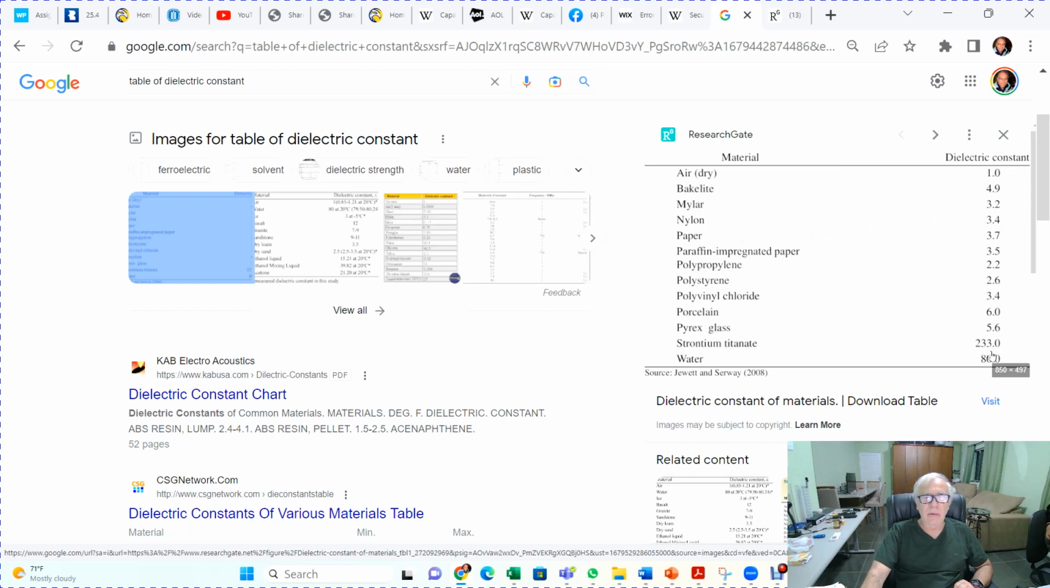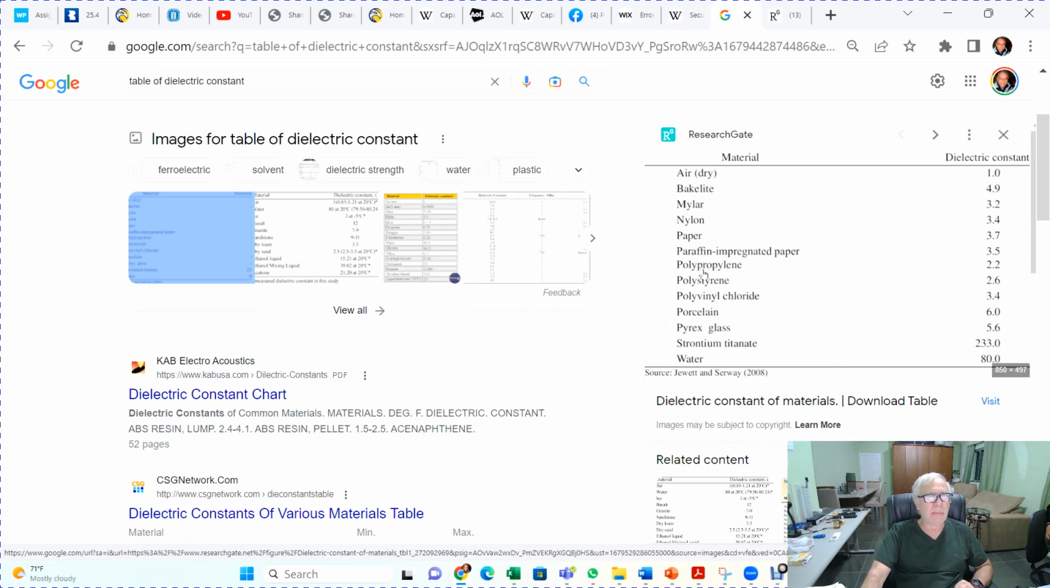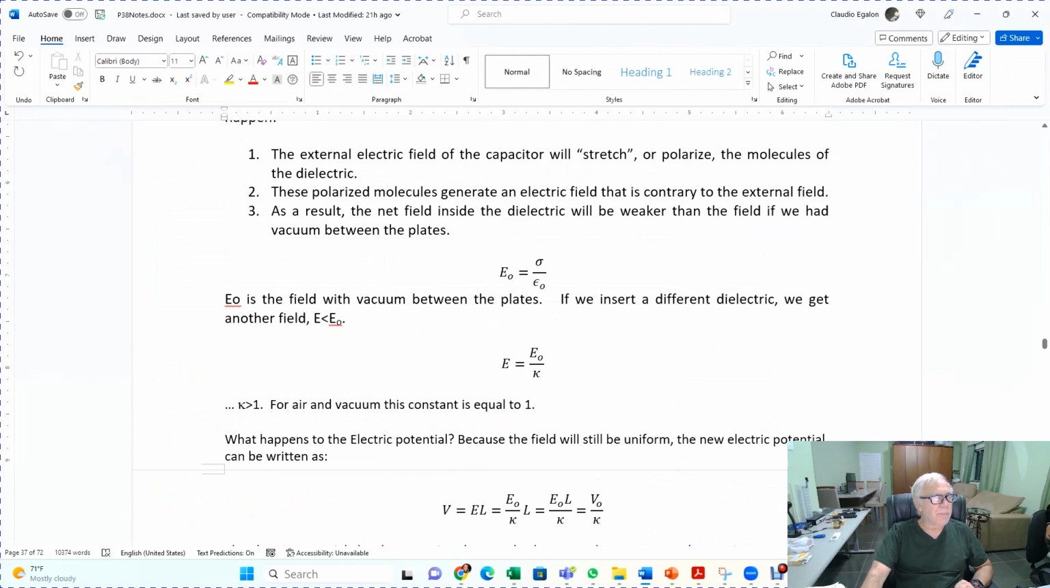Strontium titanate, 233. Glass, 5.6. Water, 80. Water has this dielectric constant of 80. It decreases drastically the value of the electric field. Polystyrene, polypropylene, paraffin, paper. Paper is a dielectric material, 3.7, and so on. Okay, those things are documented out there.